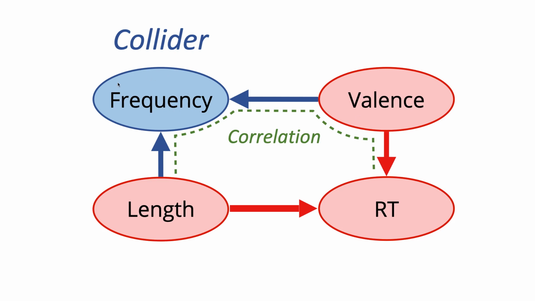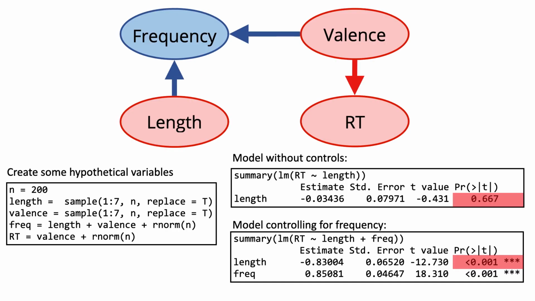However, if we were to control for frequency, then we would create a correlation between length and valence because of the collider, which would open up again the non-causal path. So now this is a weird kind of thing, that controlling for the wrong variables can create confounds, rather than our usual idea that the more you control for things, the more sure you are that the thing you're looking at is the thing that you want to see. And this isn't a hypothetical sort of philosophical point. You can actually see this in real data.